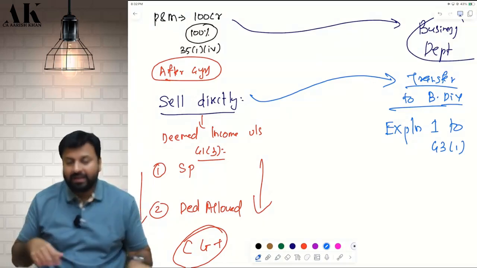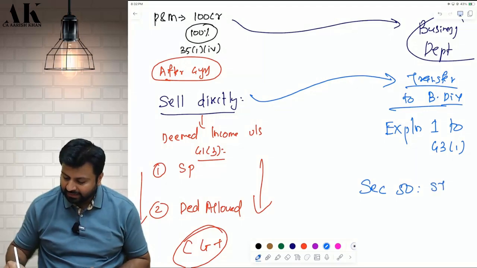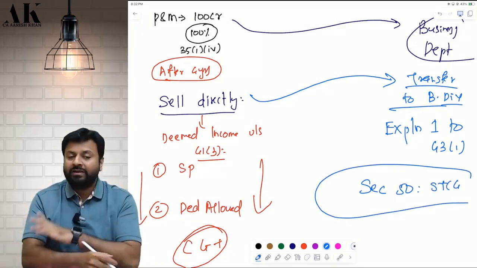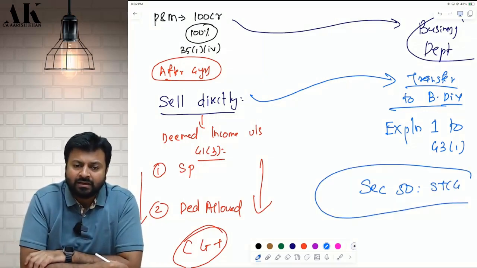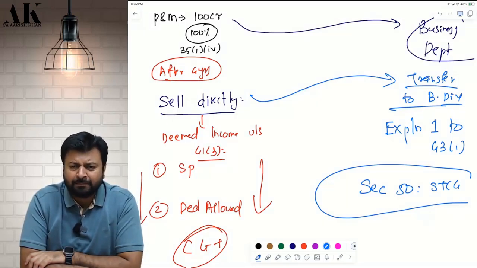So in future, whenever it is sold, you will be liable for capital gains as per section 50, and it will always be STCG. Why always STCG? Because it is a part of the block of asset. Block of asset capital gains are always short-term capital gains. I hope you know that. Even if you don't know, we will learn that later in the chapter on capital gains. Don't worry about it.